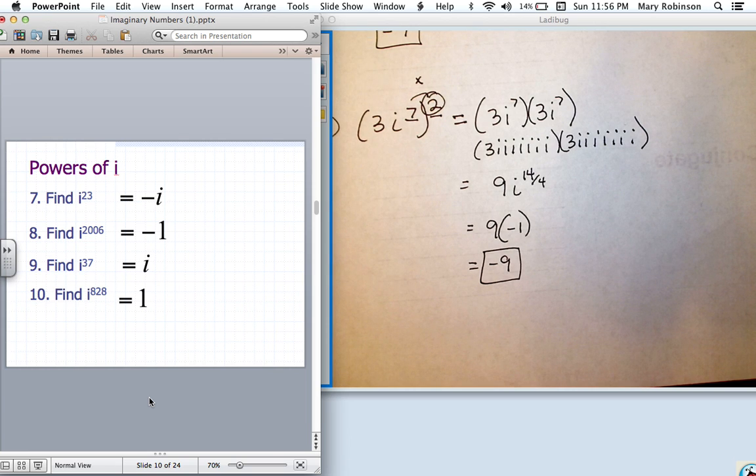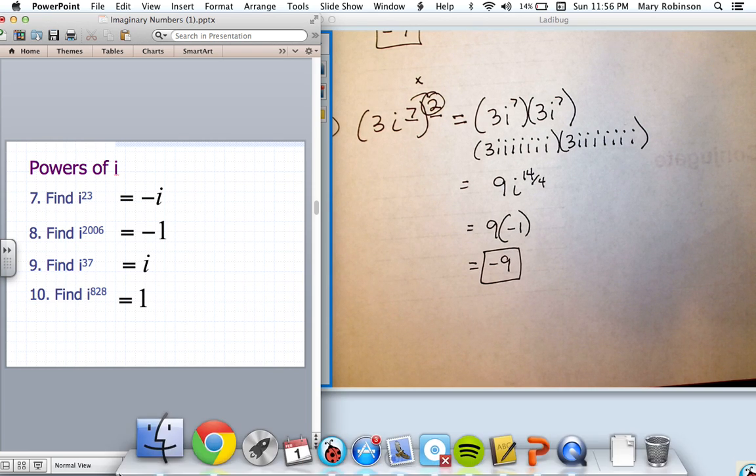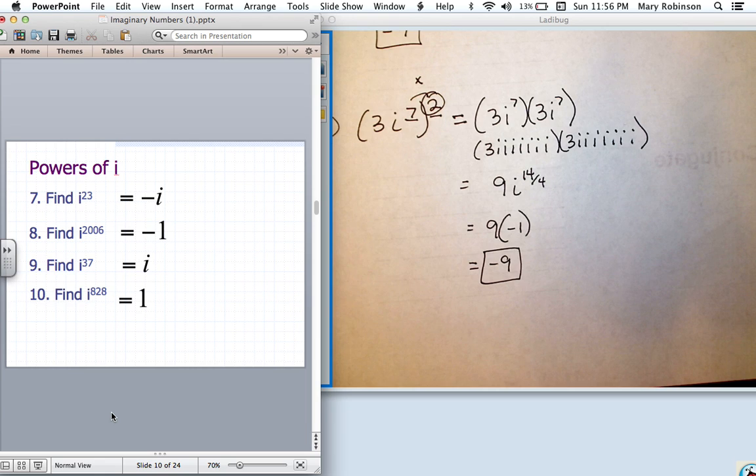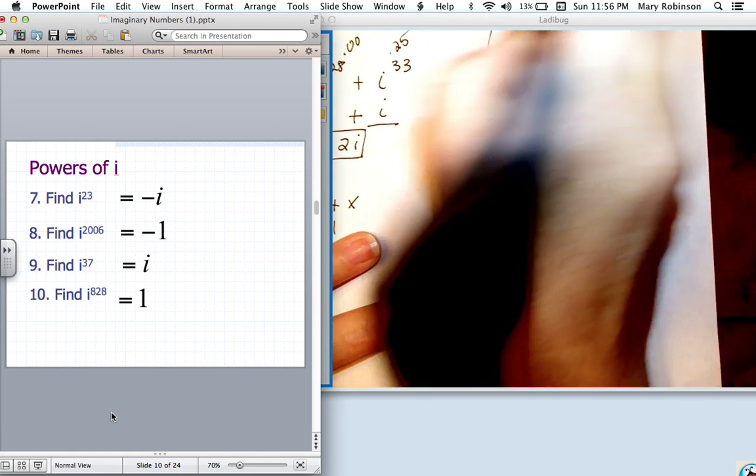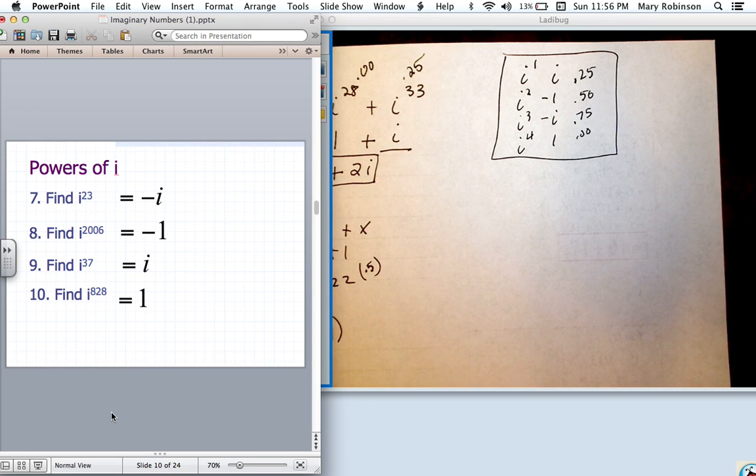And we're all done. So hopefully you've learned in this video how to simplify with powers of i. Please remember to memorize this pattern here using the i chart. That will help you simplify every time you have powers of i in an expression.